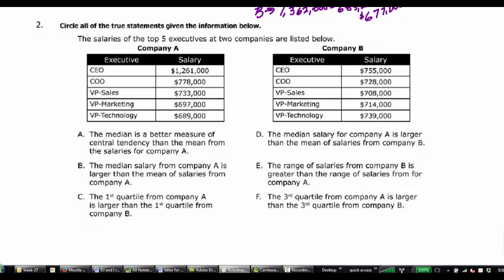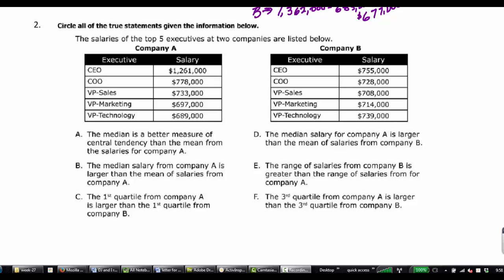Here we go with section 2. Okay, so here we go, part 2. And this has 6 different questions. And we're not going to worry about these quartile questions, C and F, because we haven't talked about quartile in this respect. So you can just ignore those 2 questions. Part A, the median is a better measure of central tendency than the mean. That's going to be true, and that's true again because of this outlier. It's the outliers that throw things off, and when you see big outliers, you want medians, not means.